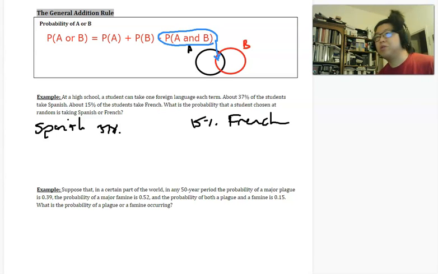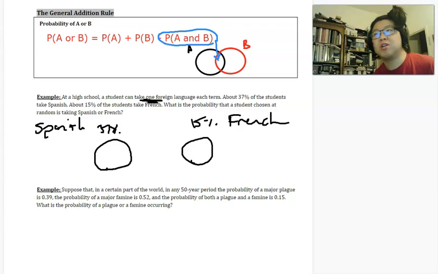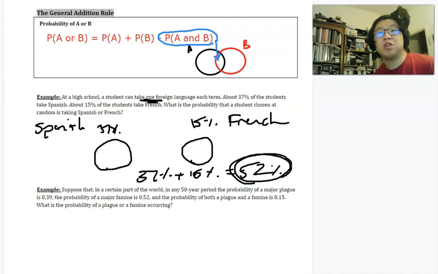Those two things are mutually exclusive. How do I know that? The problem also says it, but typically you only take one foreign language every term. Because these are different languages, you can't have people in both Spanish and French. If I were to draw the Venn diagram, here's my Spanish group and here's my French group. There's no overlap, so I simply add the two together. 37% plus 15% is 52%. That's because there's no overlap, so there was nothing to subtract.